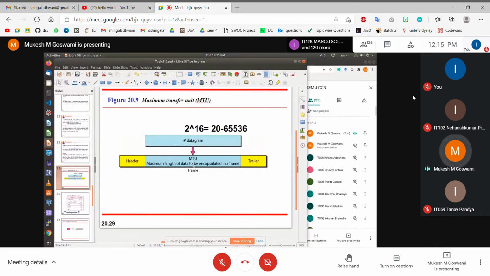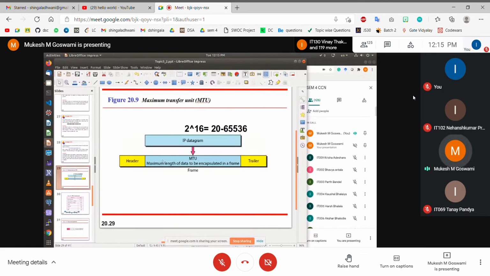So obviously, if you want to encapsulate the IP packet inside the frame, then the size of the packet cannot be more than the size of the MTU, right? If, suppose, the frame can have only 500 bytes, your packet cannot be more than 500 bytes. Otherwise, this packet cannot be encapsulated inside this frame, right? I hope you understand that.